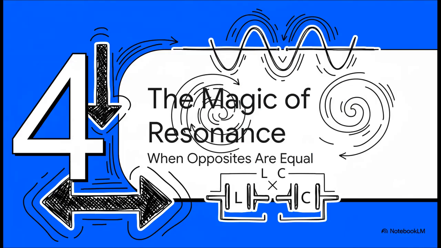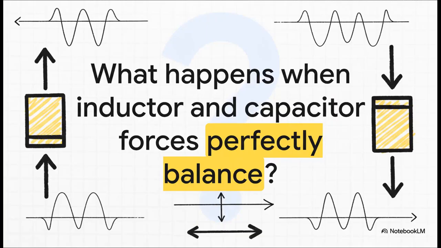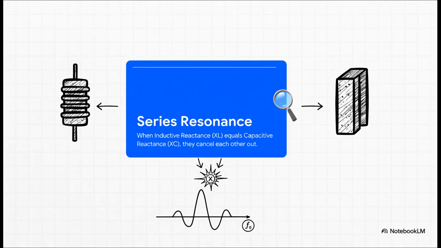But what if neither one wins? What happens if their forces are perfectly, absolutely balanced? Well, this leads us to this really special, almost magical condition in electronics called resonance. Just think about that for a second. If the inductor is pulling up with the exact same strength that the capacitor is pulling down, what's the net result going to be? The answer is they completely cancel each other out. It's a wash.